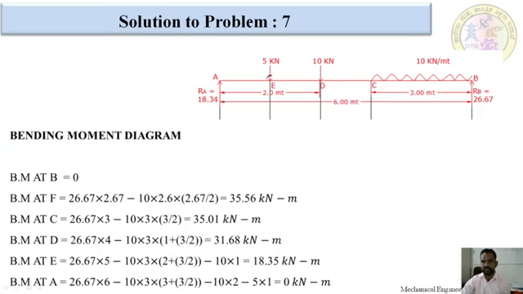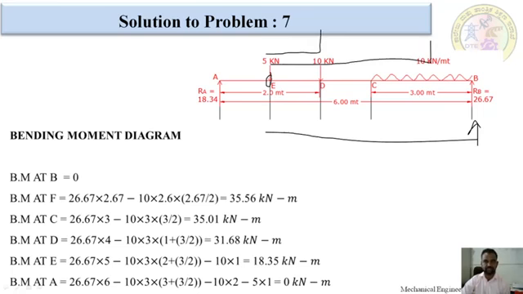Next calculation is at point E. This is upward force, positive, from here to this distance, this into this distance. 26.67 is positive. From here to here is 5, because 3 plus 1 is equal to 5 meter. Minus 10 into 3, the conversion of UDL into point load. From here to half of the component, 3 by 2, plus from here to here 1 plus 1 is equal to 2. Minus downward force, 10 into this distance, 1 meter, is equal to 18.35 kilonewton meter.